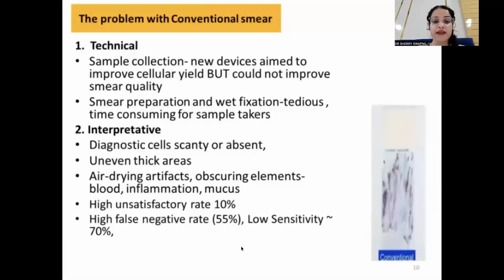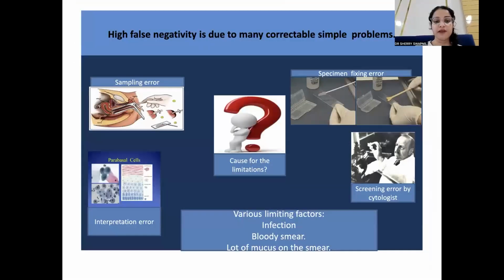So there is a high unsatisfactory rate and a high false negative rate, because of the obscuring material we are not able to detect some of the precancerous conditions, or if few cells are there, we are not able to detect them. This will lead to a high false negative rate. Next slide, please.